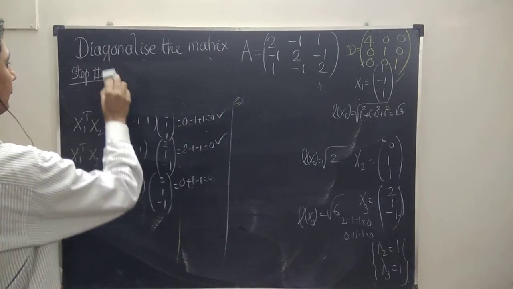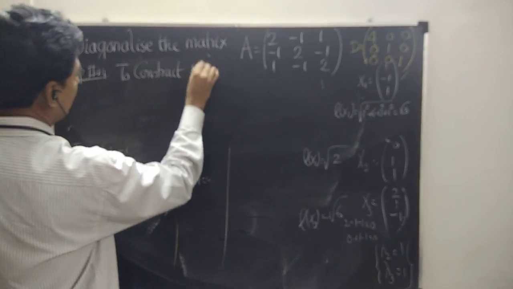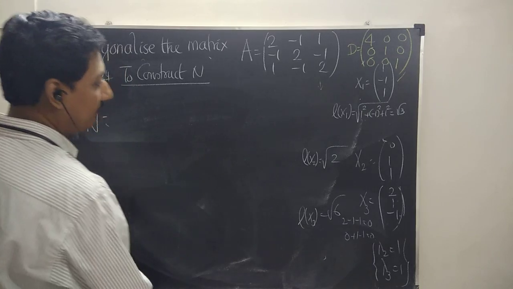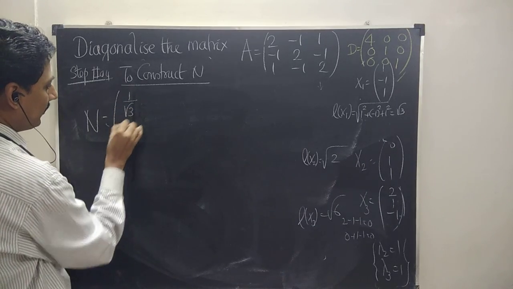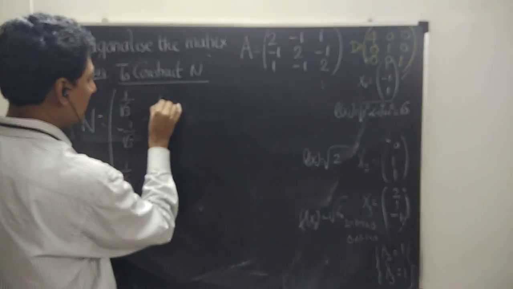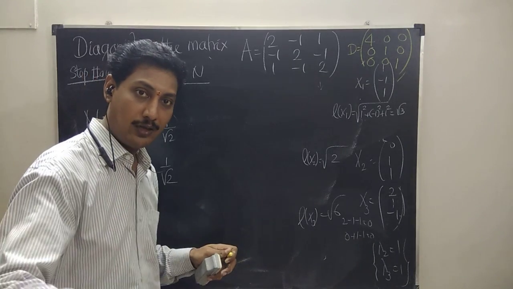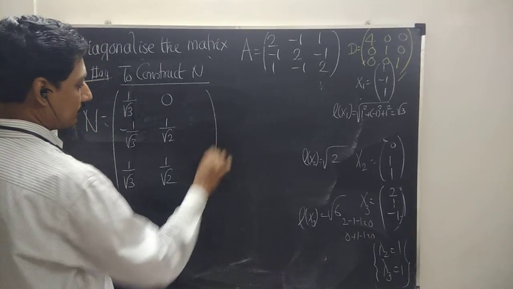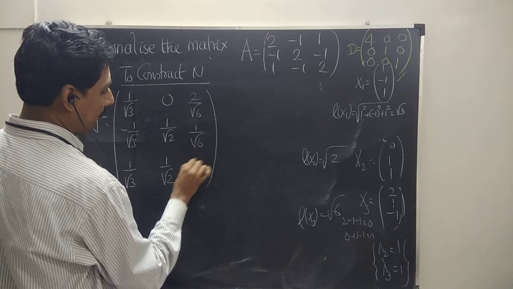So let us construct the N matrix, called the normalized modal matrix. N is the normalized modal matrix whose column vectors are nothing but the normalized eigenvectors. The first column is the first eigenvector divided by its length: 1 by root 3, -1 by root 3, 1 by root 3. The second column is the second eigenvector, 0, 1 by root 2, 1 by root 2, divided by its length. Please watch the separate video I made on normalized eigenvectors, pairwise orthogonal vectors and the length of eigenvectors as well. The third column is the normalized third eigenvector: 2 by root 6, 1 by root 6, -1 by root 6.